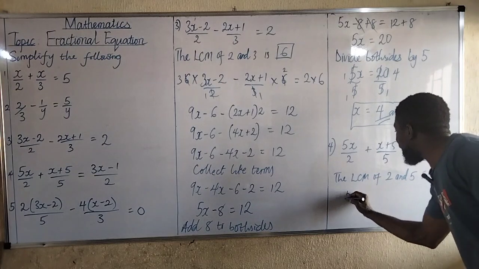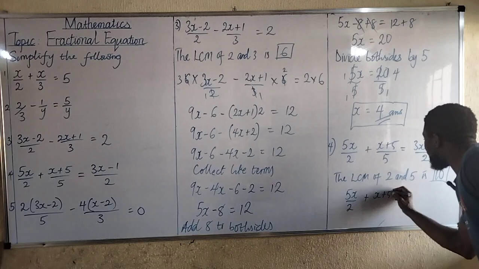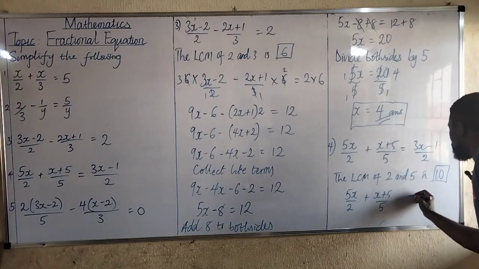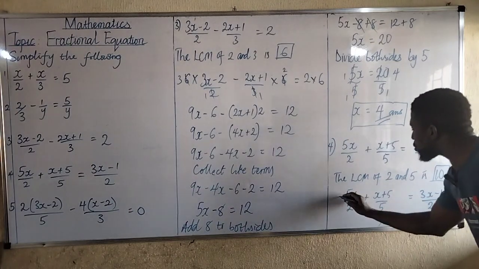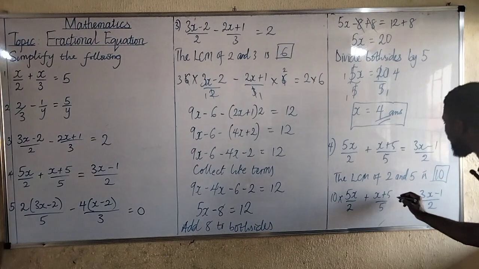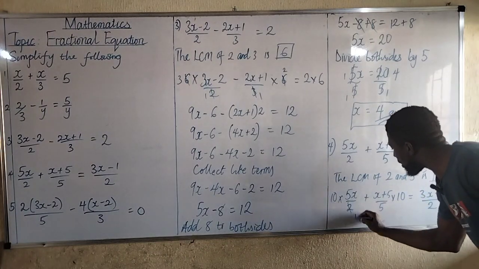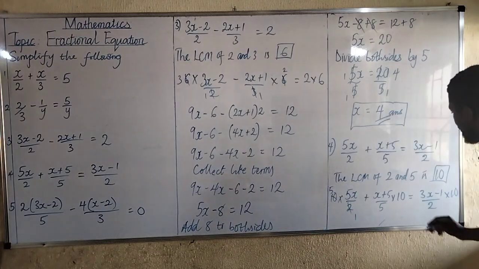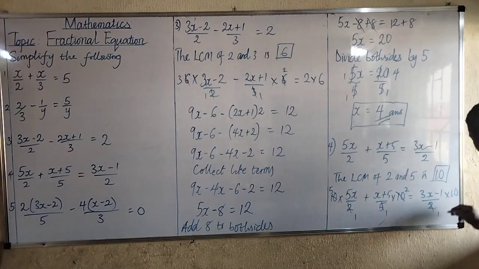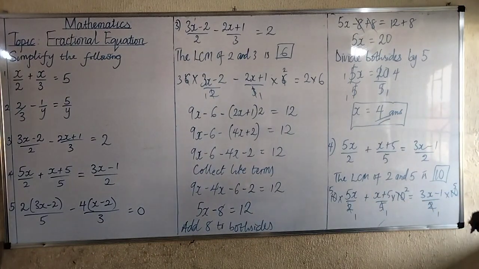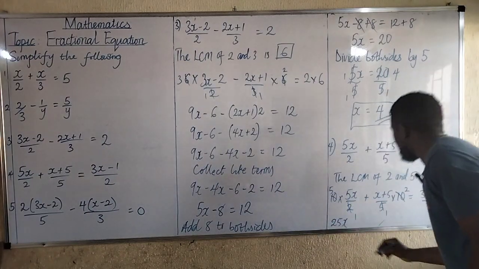So for the first one we have 5x over 2, the second one we have (x + 5) over 5, equal to (3x - 1) over 2. We multiply each by 10, which is the LCM. When we do this, 2 cancels itself to 1, 2 into 10 is 5. 5 cancels itself to 1, 5 into 10 is 2. 2 cancels itself to 1, 2 into 10 is 5. So we are going to multiply. 5 times 5x will give me 25x.